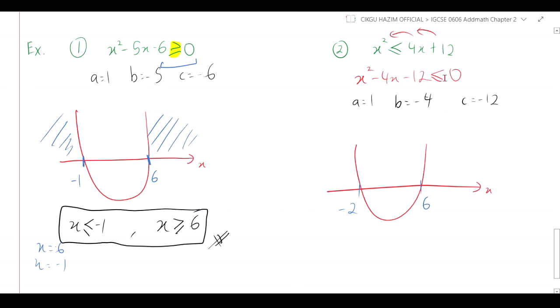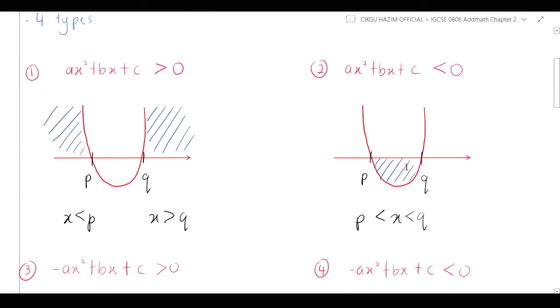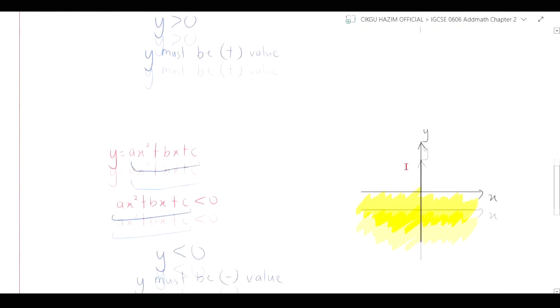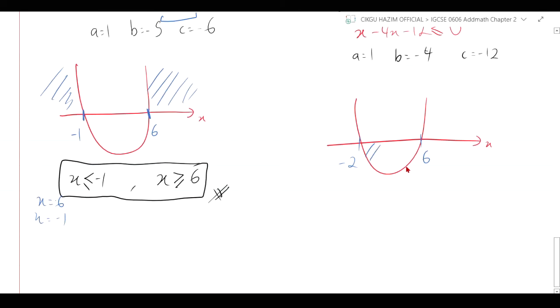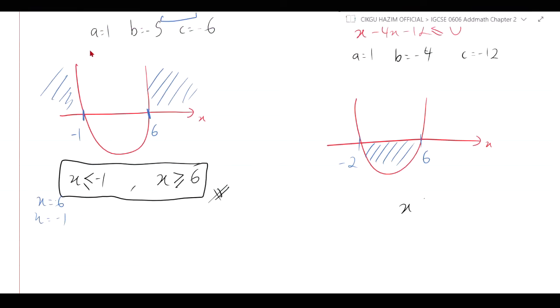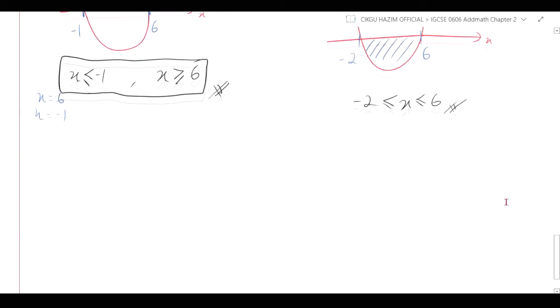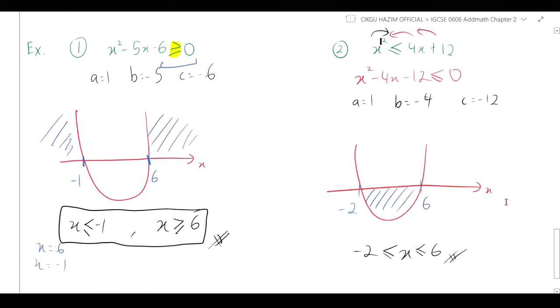But this is less than and equal to 0. Smile graph, but less than 0, it must be between these two points, underneath the x-axis. So the region must be here. So your answer here must be x less than or equal to 6 and more than or equal to -2. That's the final answer, but you may be wondering, what if you move x squared to the right side? Can it happen? Yes, can, no problem. It will be the same answer.